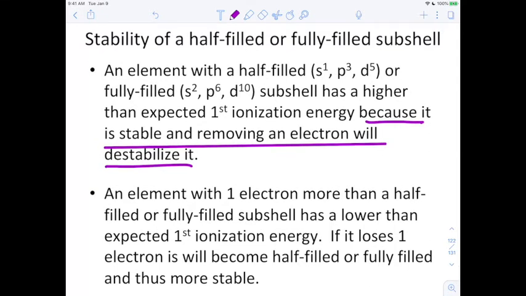So really in chemistry, just about everything we talk about is about being more stable, being in a lower energy state. And if you can achieve that by removing an electron, then it's not going to take very much energy to do that. If by removing the electron you make it unstable, that's an unfavorable condition and it's going to cost you a lot of energy.